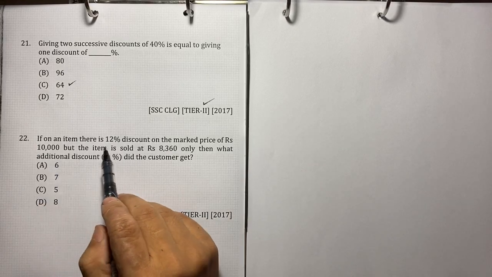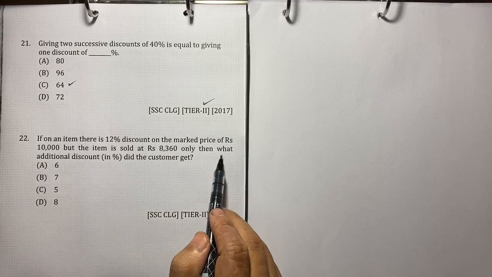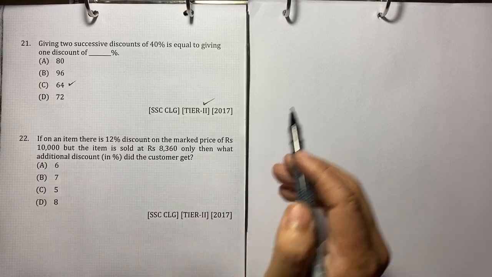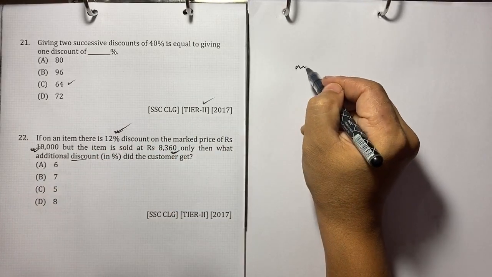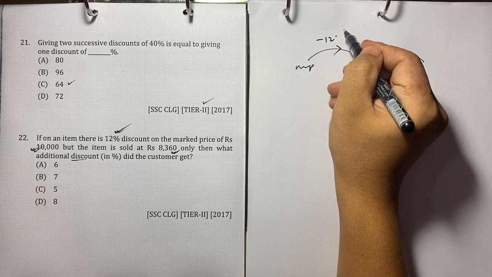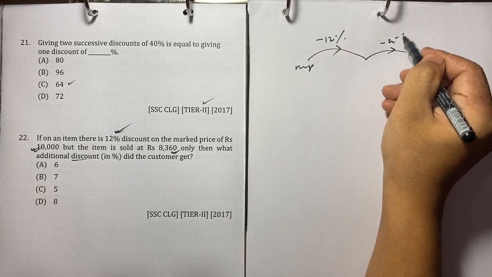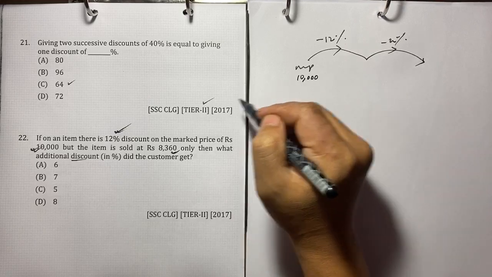If on an item there is a 12% discount on the marked price, but the item is sold at this price, then what additional discount does the customer get? This is the selling price, this is the marked price. The marked price is rupees 10,000 and the selling price is rupees 8360. We have to add a 12% discount.